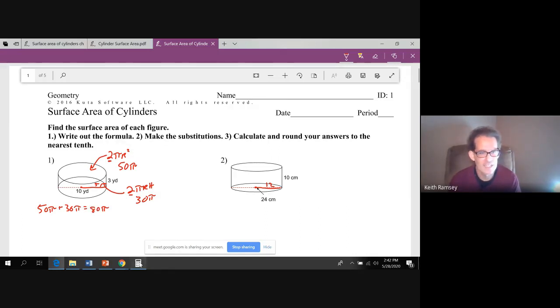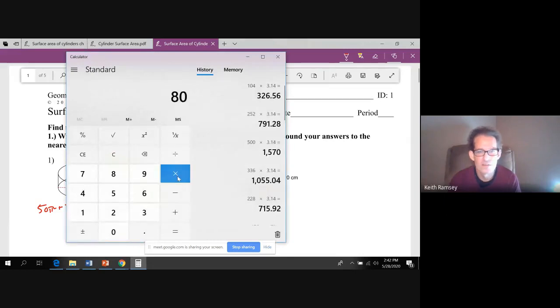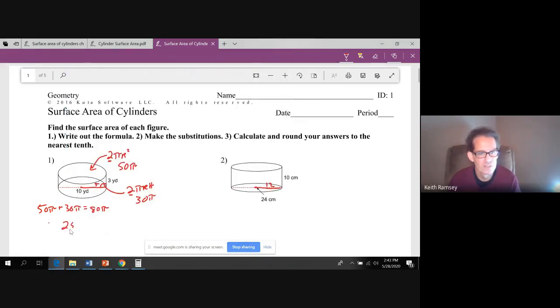Let's find out what 80 times pi equals. I got 251.2. And this would be square yards for number 1. Let's check out number 2 together.